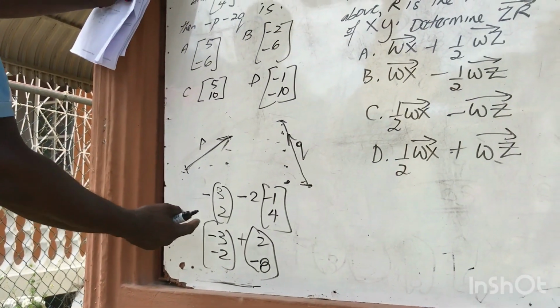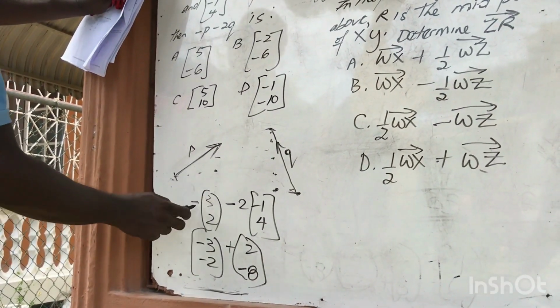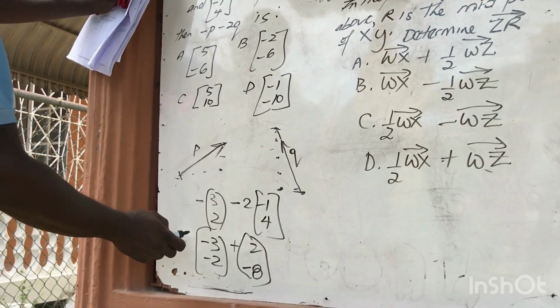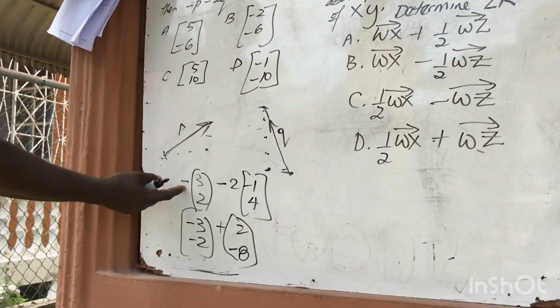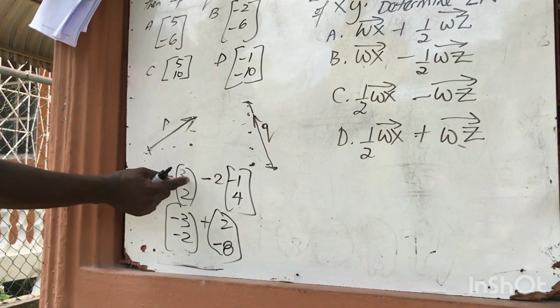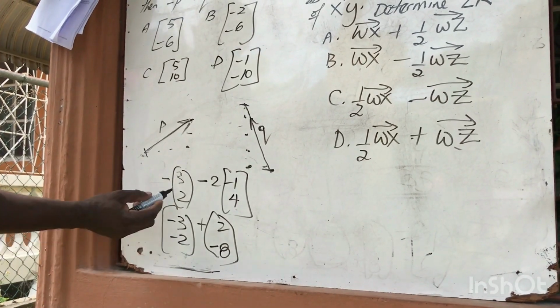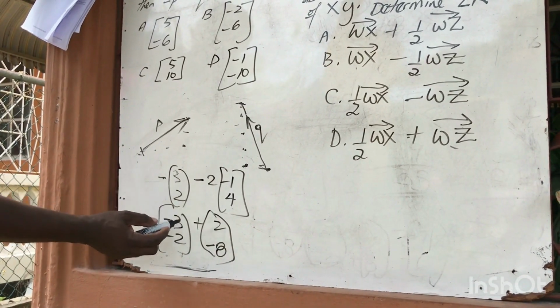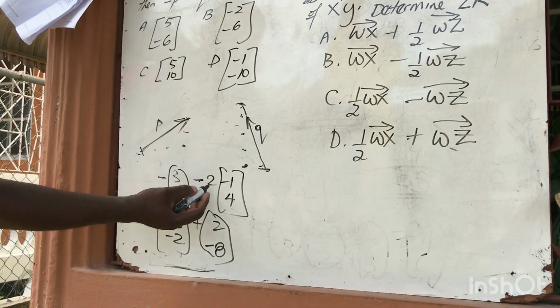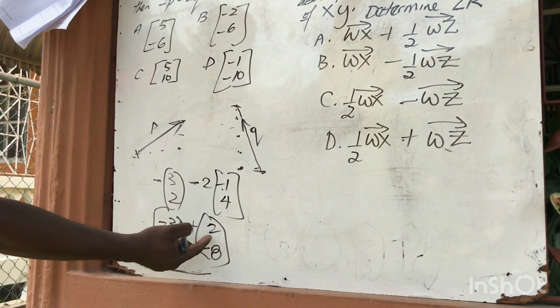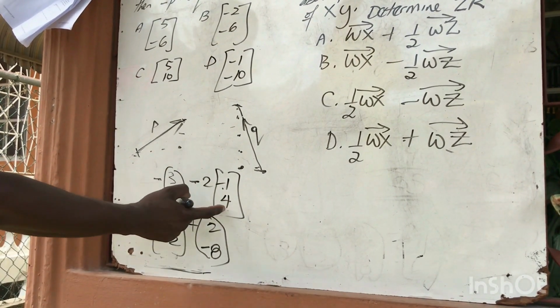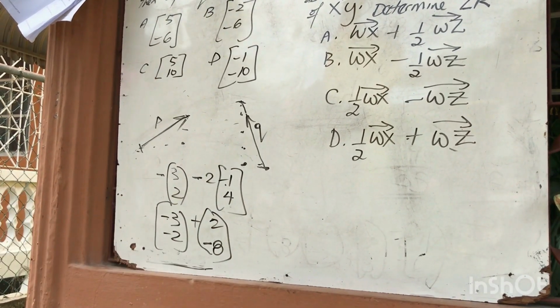So what we have right now is that we see the negative sign is on the outside. And once you have a negative sign on the outside, clearly this negative sign will change the sign on the inside here. So this becomes negative 3, this becomes negative 2. And negative 2 times a negative 1 will actually give us a positive 2. And negative 2 times a positive 4 will give us a negative 8.